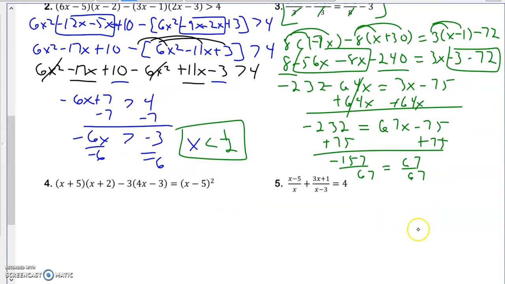and x equals negative 157 over 67. Taking a look at the next one.